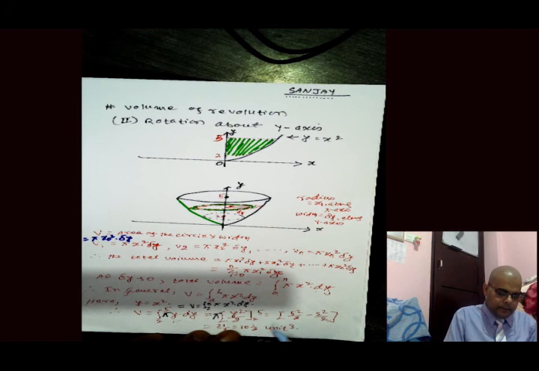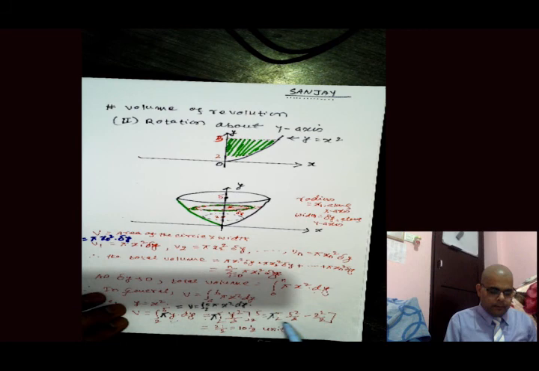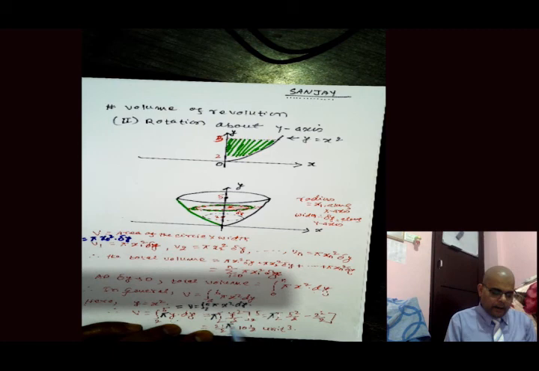So the integration of y is y squared by 2, and then you take the integration between y equals 5 and y equals 2. Now put the upper limit first and then the lower limit. Then you'll have the answer as 21 pi by 2, or 10 whole 1 by 2 pi cubic units.